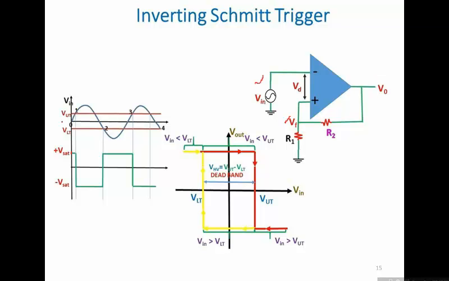So up till this point, the output would be at plus VCC, and if Vin increases and crosses this level, then the voltage at this terminal becomes higher than this terminal. Then the output would go into negative saturation. So at this instant the output becomes negative, and it is minus VCC. Here it is minus VCC.